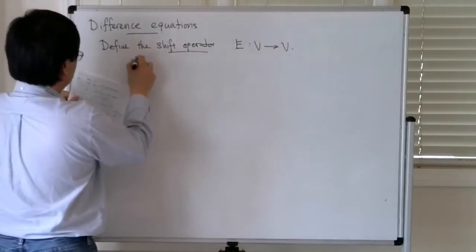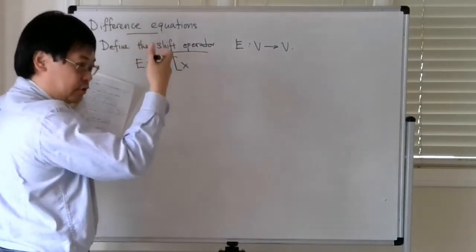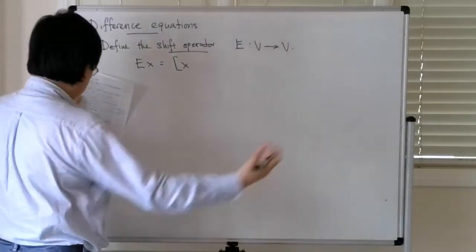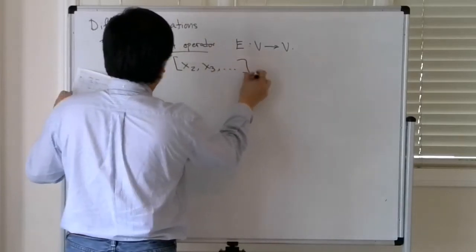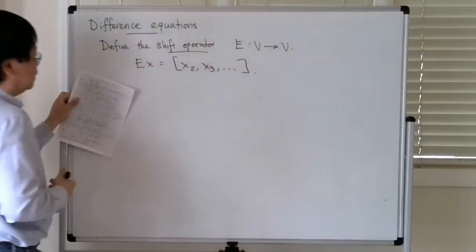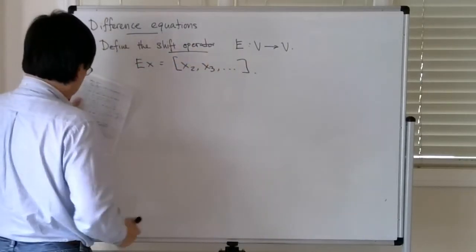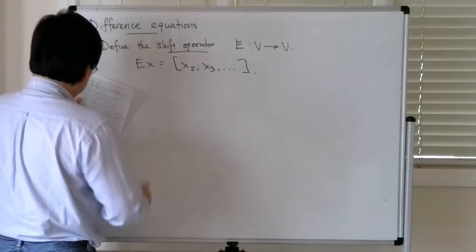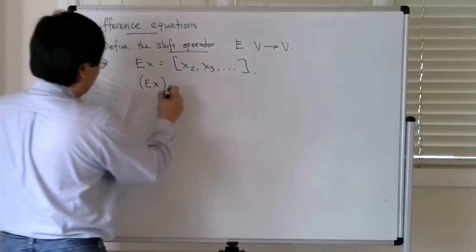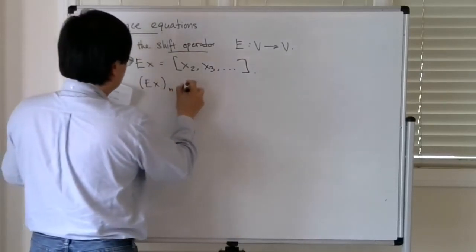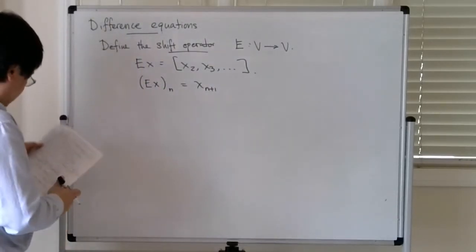Then E of x is basically what happens when you drop the first term in the sequence and push everything to the left. So that's x2, x3, and so on. And you can look at what's happening component-wise. If you shift x and look at the nth component of that, that's really just the (n plus 1)th component of the original sequence x.